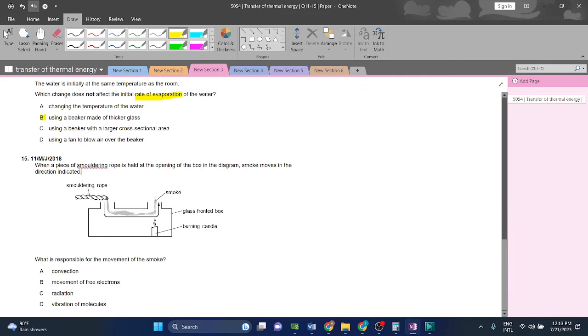Question 15. When a piece of smoldering rope is held at the opening of the box in a diagram, smoke moves in the direction indicated. What is responsible for the movement of the smoke? This is a very easy question. जो फ्लूइड्स होते हैं, फ्लूइड्स मतलब लिक्विड और गैस, they are subjected to convection rather than, what do you call it, conduction or radiation. This is a very simple question.